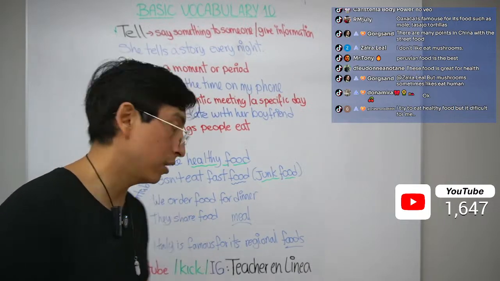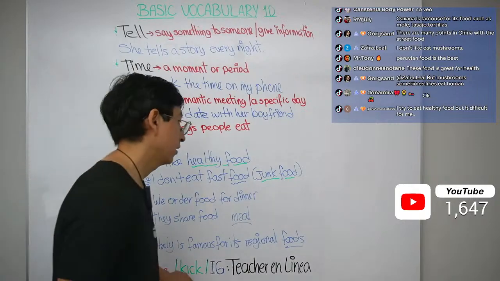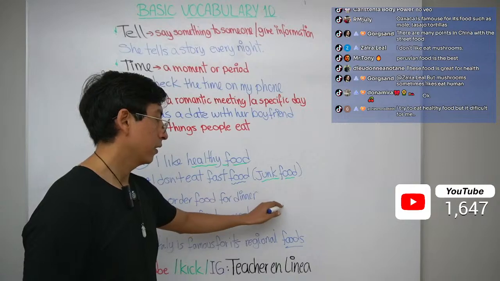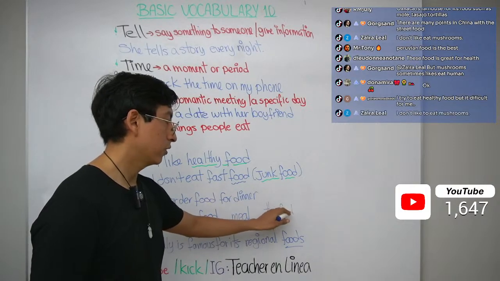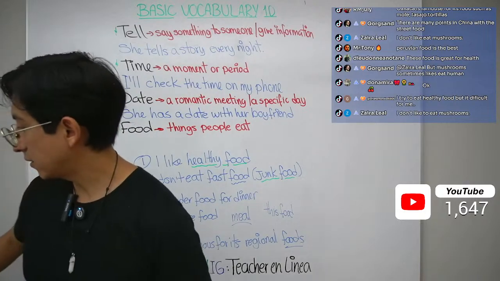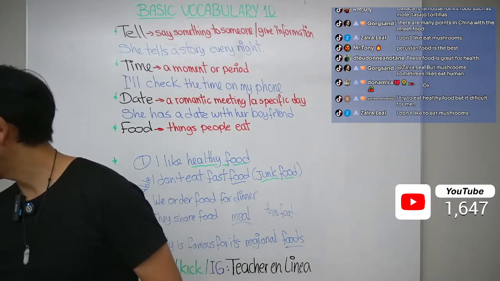And be careful with this, okay? We never say these. We need to use this food, because it's singular and it's uncountable. Yeah, guys, good job.